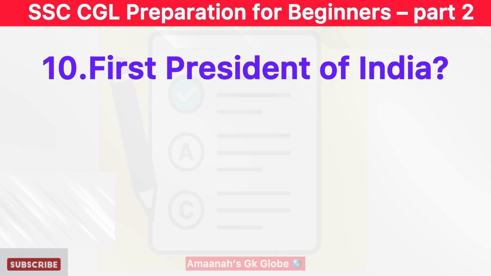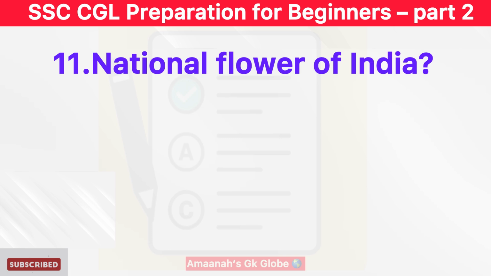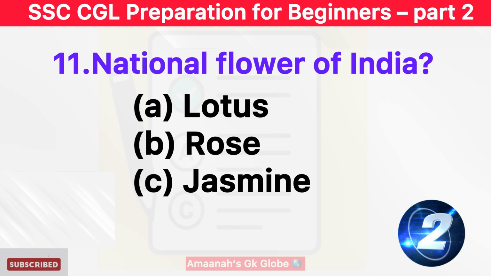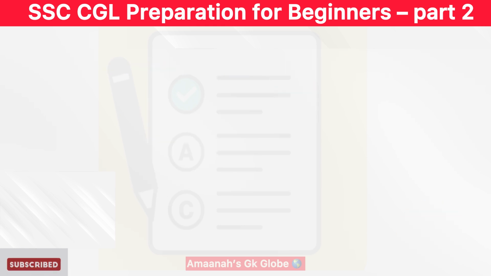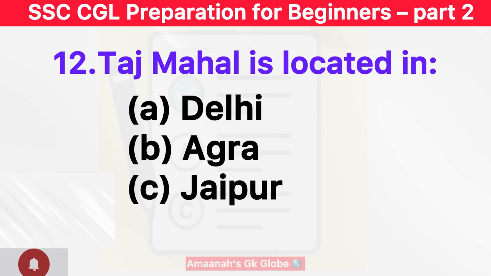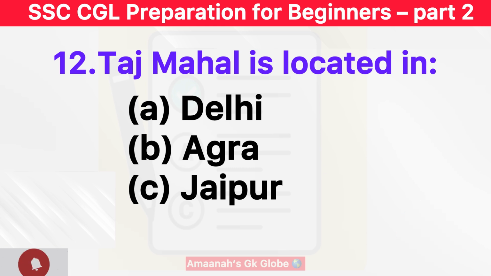Next question is, first president of India? Right answer is option A, Rajendra Prasad. National flower of India is? Option A, lotus. Next question is, Taj Mahal is located in? Right answer is option B, Agra.